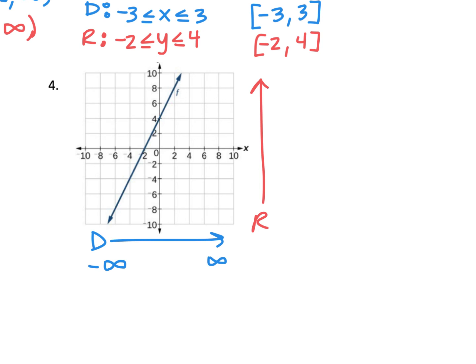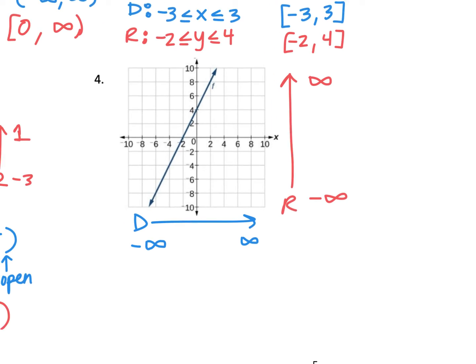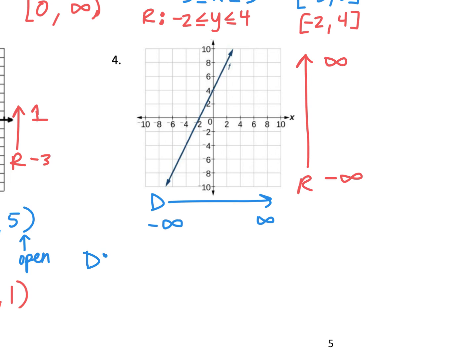It's going down and to the left forever. So where's it going? -infinity. And where's it going? It goes up and to the right to positive infinity, and it never ever stops. So that means that my domain is actually all real numbers.